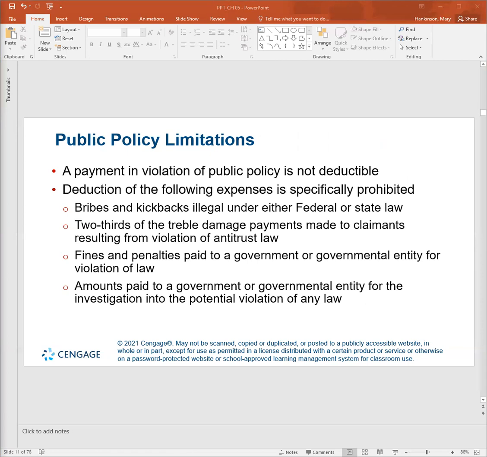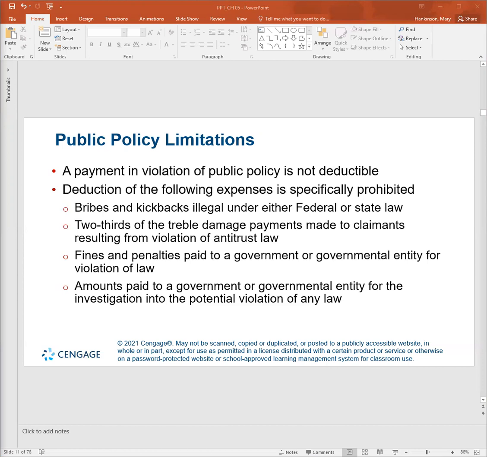All right, so public policy limitations. The courts initially developed the general principle that a payment in violation of public policy is not deductible. Although the payment may be helpful to a business and even contribute to its success, a deduction would in effect represent an indirect governmental subsidy for taxpayer wrongdoing.